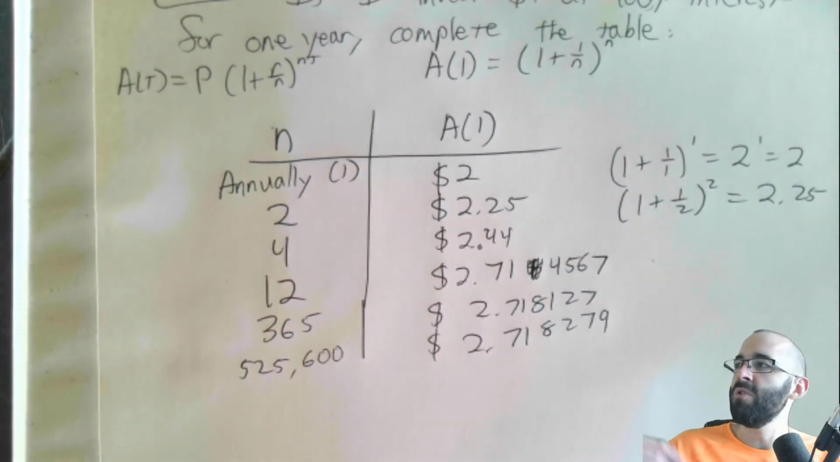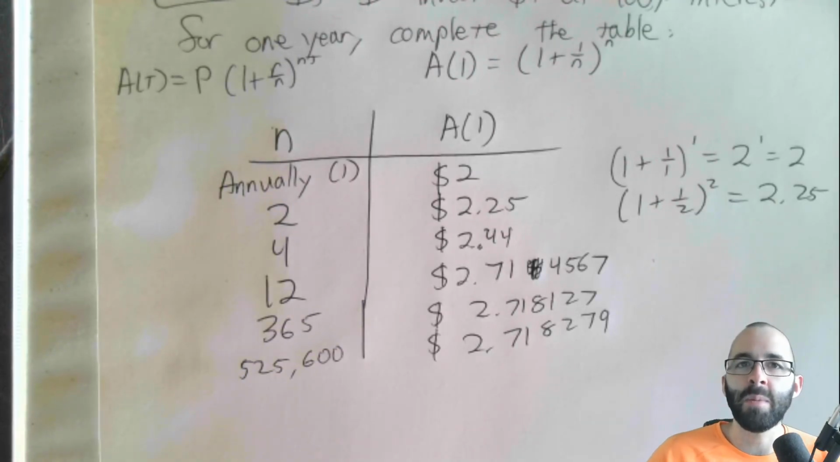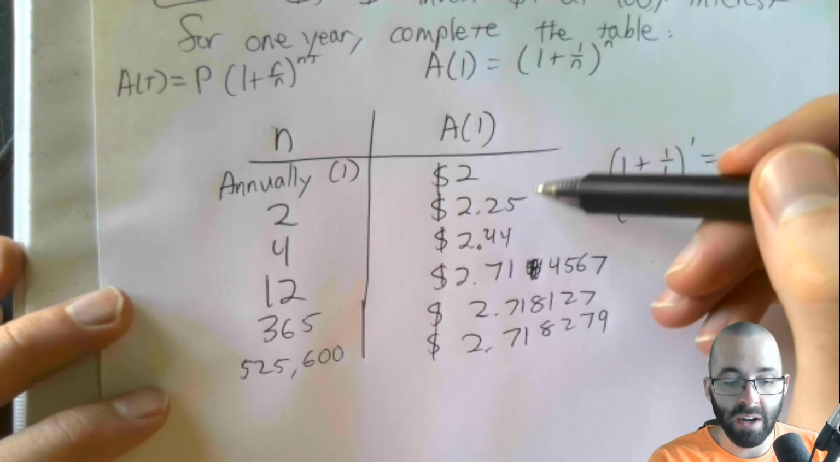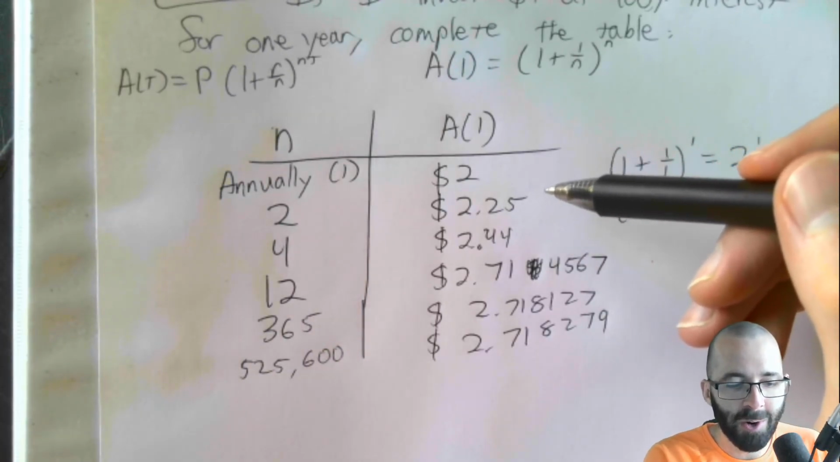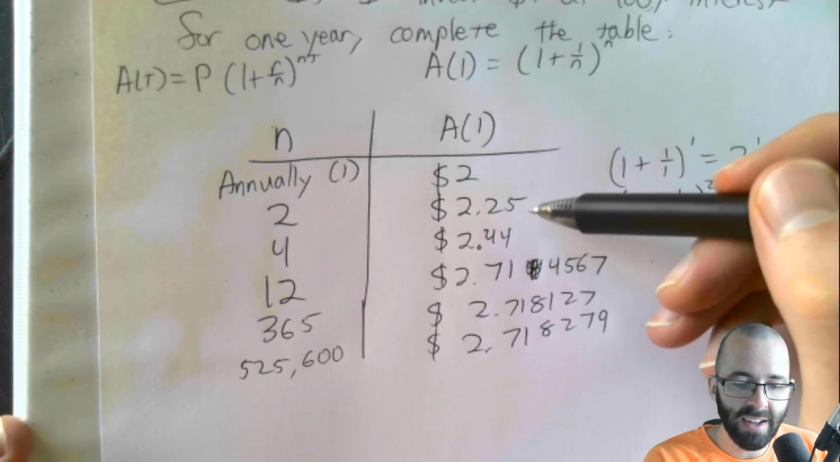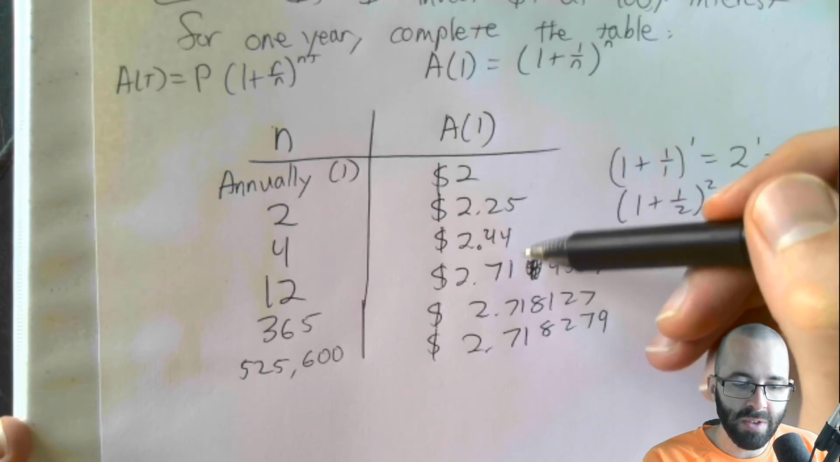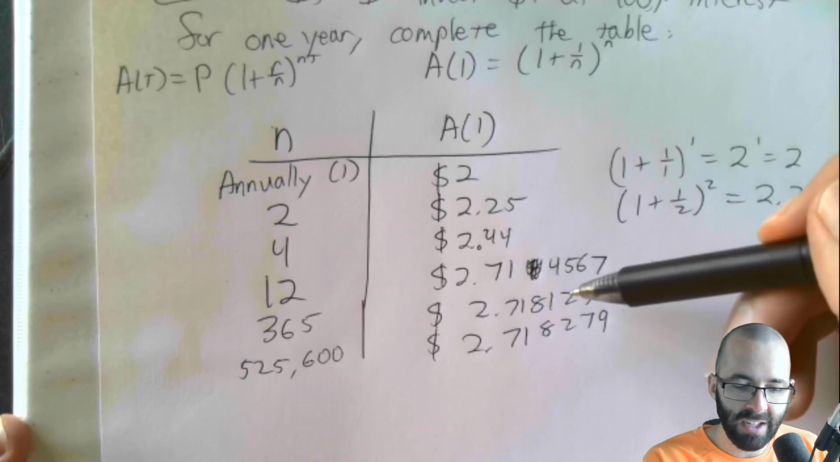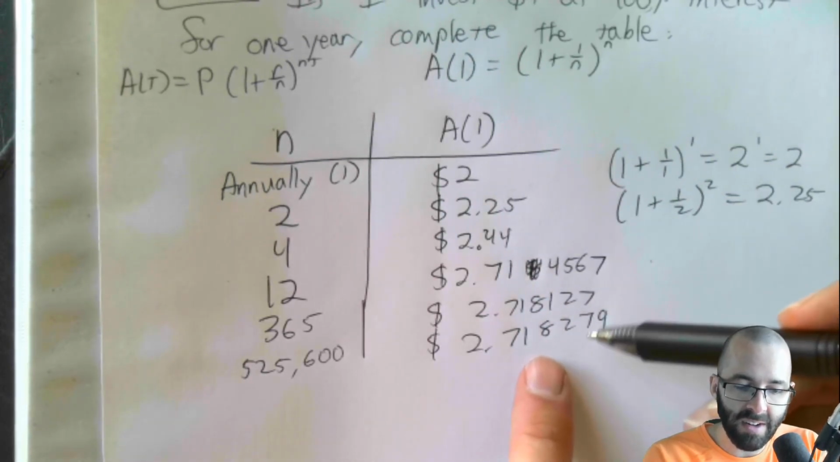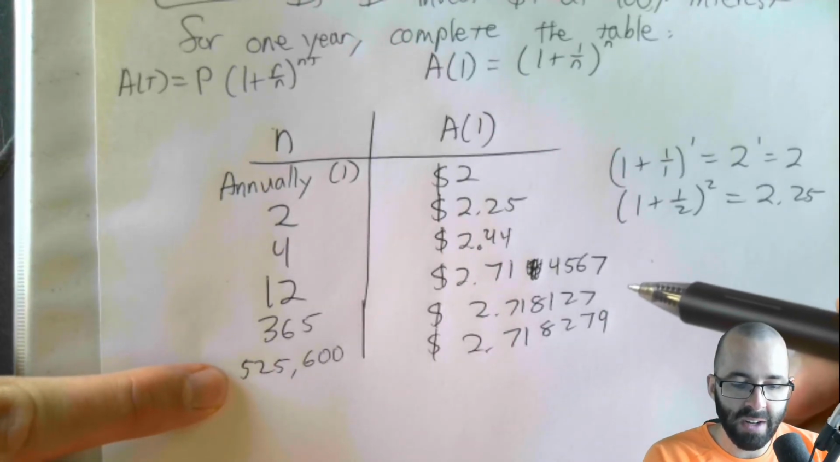So notice that the more frequently it compounds, the bigger the number's getting. But the change here is big, a quarter. Change here is smaller, right? That's 19 cents. Change here is about 27 cents. Change here is not even a cent, even less than a cent. Look how similar these are, whether it compounds daily or minutely.